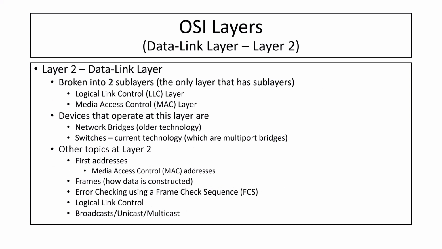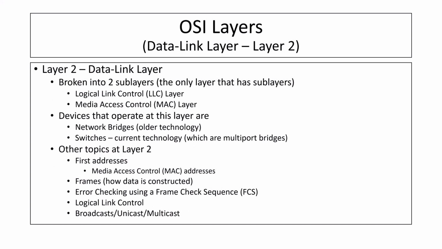So layer 2. The first thing unique about layer 2 is it's broken into 2 sublayers, and it's the only layer in our OSI model that has 2 sublayers. The layers are the logical link control and the MAC layer, or the media access control layer. So we have LLC and MAC. The devices that operate at this layer are network bridges and switches. Again, bridges like hubs aren't sold and manufactured anymore. We now currently buy switches. In reality, a switch is a multi-port bridge.